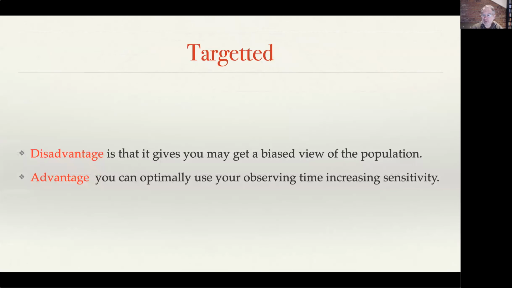So what about a targeted search? So where you look in specific directions. The disadvantage is that it gives you maybe a biased view of the population, because you sort of look where you think you will know there's a pulsar. But the advantage is you can optimally use your observing time and increase your sensitivity.